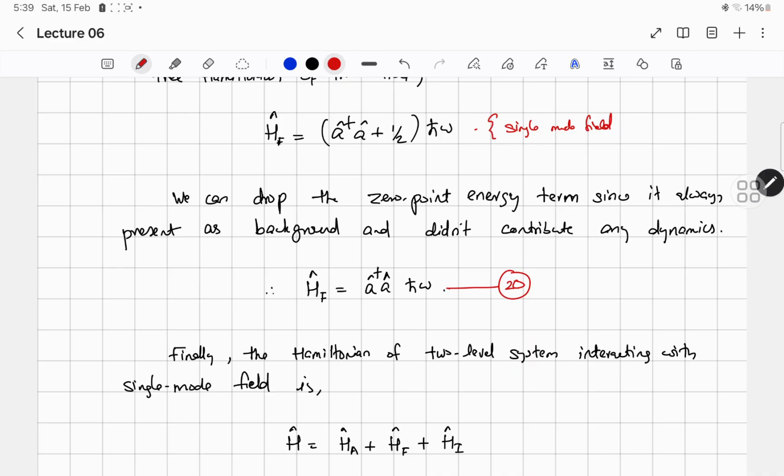If multi-mode fields are present, instead of one a†a, there will be many a†a. So you may have to introduce a1†a1 plus a2†a2 plus etc. And different modes can have different frequencies. So if it is multi-mode, the H_F would be the sum over i of a_i†a_i times ħω_i. So that would be the multi-mode Hamiltonian if you ignore the zero point energy.